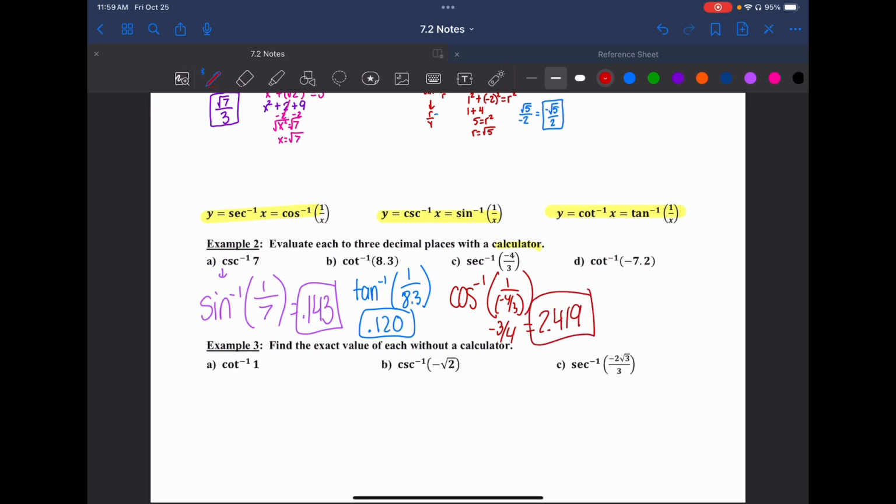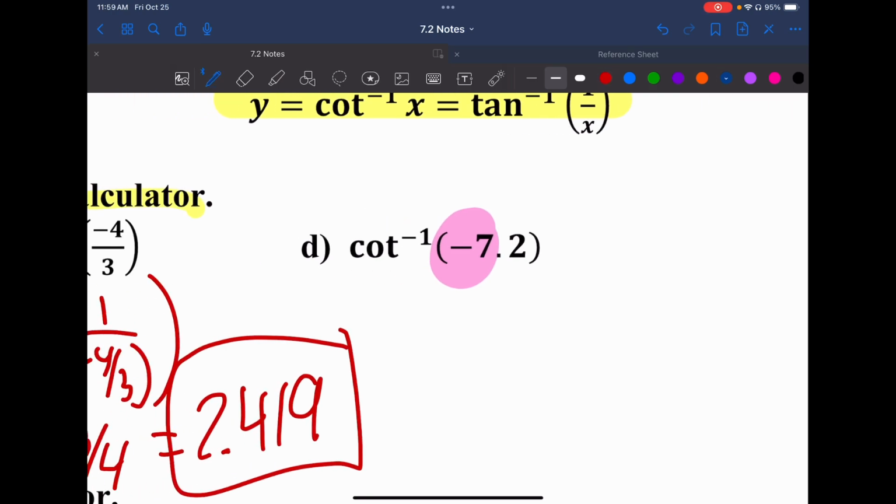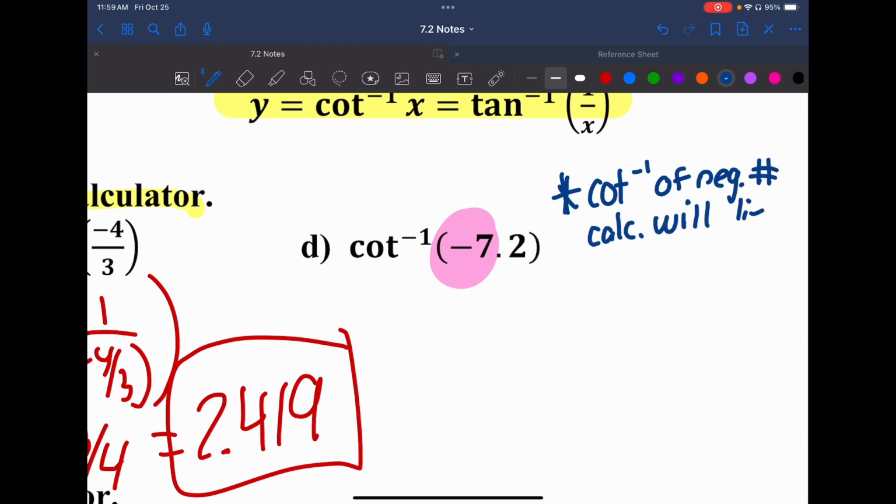All right, but we got to pause here a second on this problem. Let me use a different color. We got to pause on this problem. If you have to take the inverse cotangent of a negative number, your calculator doesn't know how to do that. The calculator is going to lie. It will not give you the correct answer. Let me try my best to explain it.